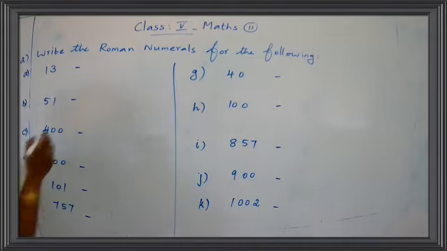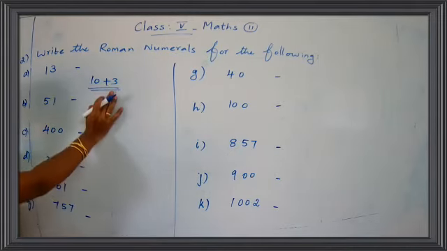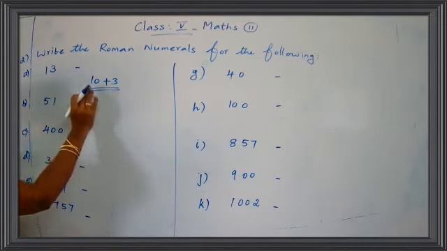13 can be written as 10 plus 3. Listen all of you. Don't write. Your symbols, the Roman numerals, are I, V, X, L, C, D, M. Here I stands for 1, V stands for 5, X stands for 10, L stands for 50, C stands for 100, D stands for 500 and M stands for 1000. This is very, very important.